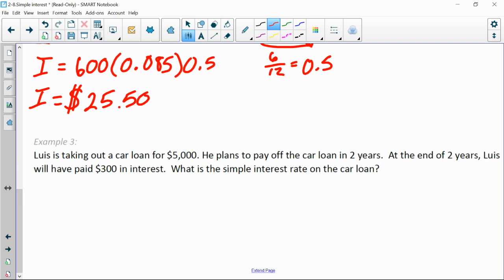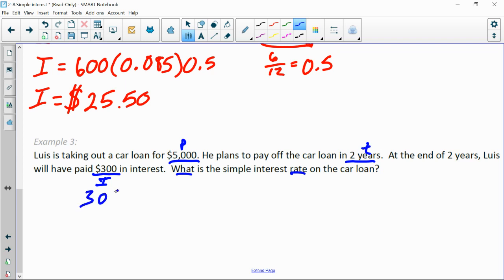And then you're done. All right, Lewis is taking out a car loan for $5,000. He plans to pay off the car in 2 years. At the end of the 2 years, Lewis will have paid $300 in interest. What is the simple interest rate on the car loan? This time, we have to find the rate. So when we set it up, this is our I, P, and T.